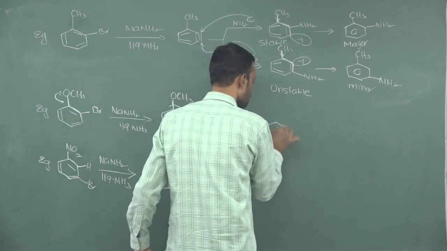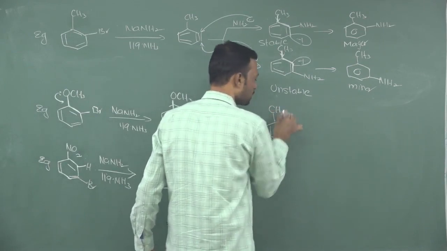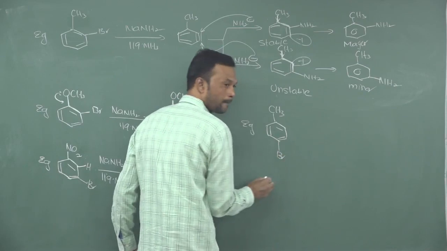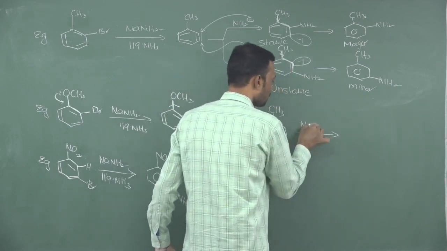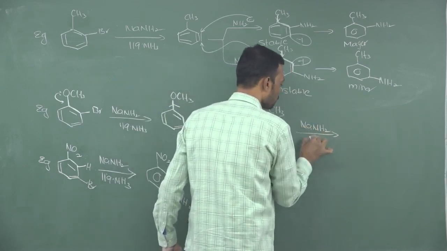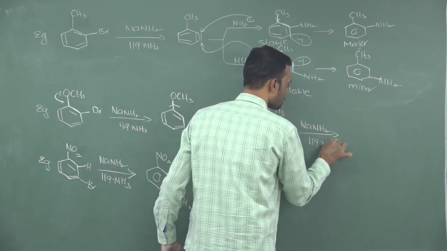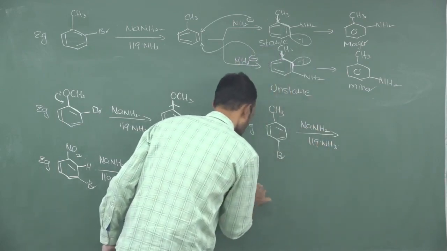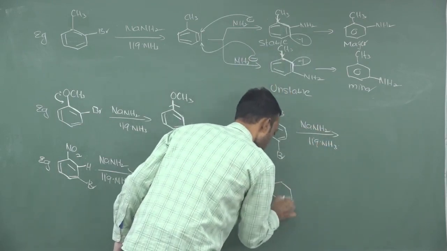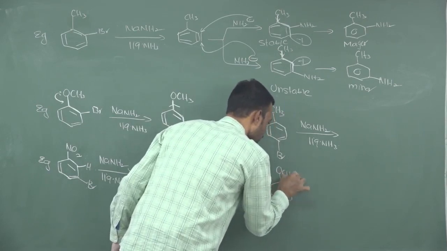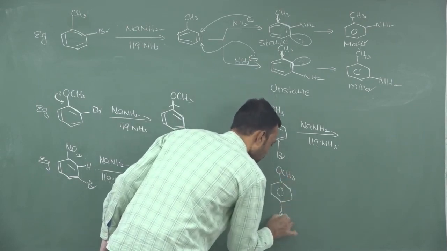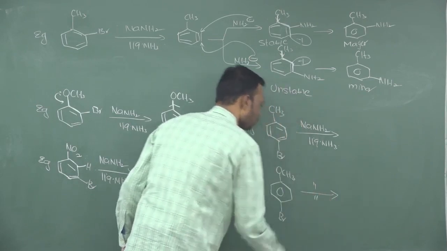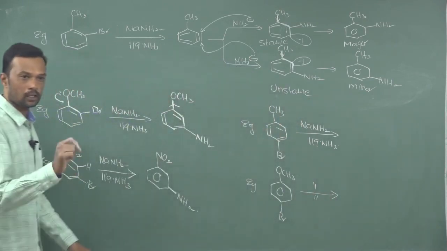Now, try this and give the answer. Here I am giving OCH3 and this is bromine. Okay? Now, sodamide in liquid ammonia. What is the answer? Here OCH3, and here I am giving bromine. Sodium in liquid ammonia. Sodamide in liquid ammonia is different.